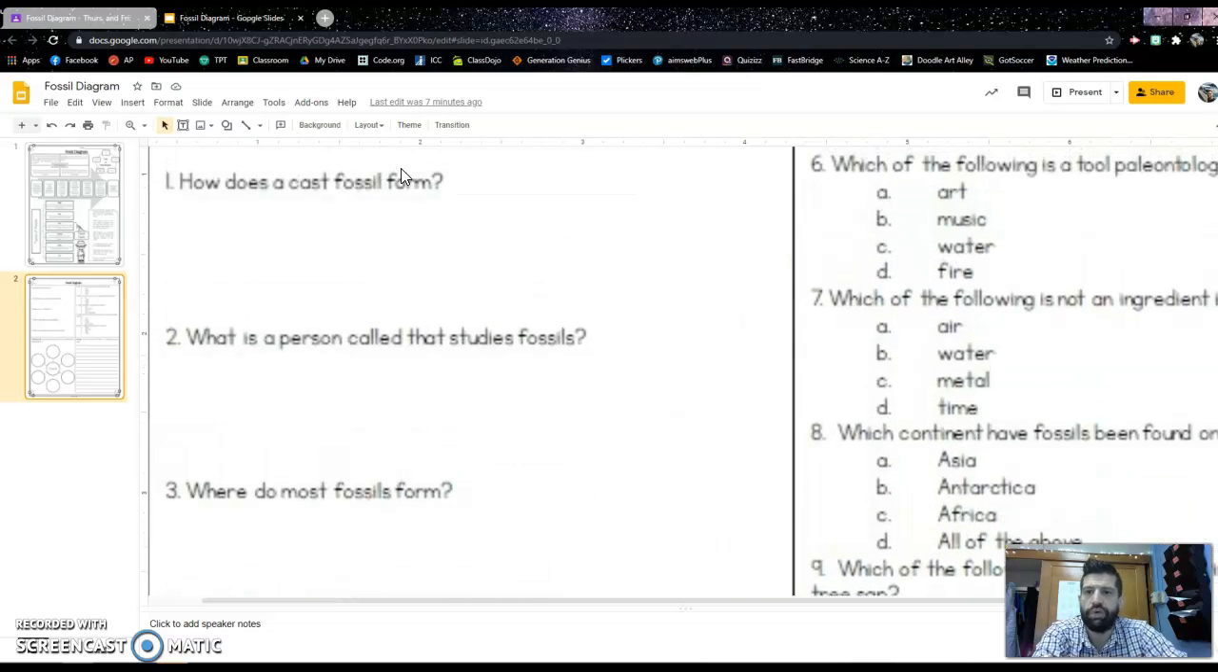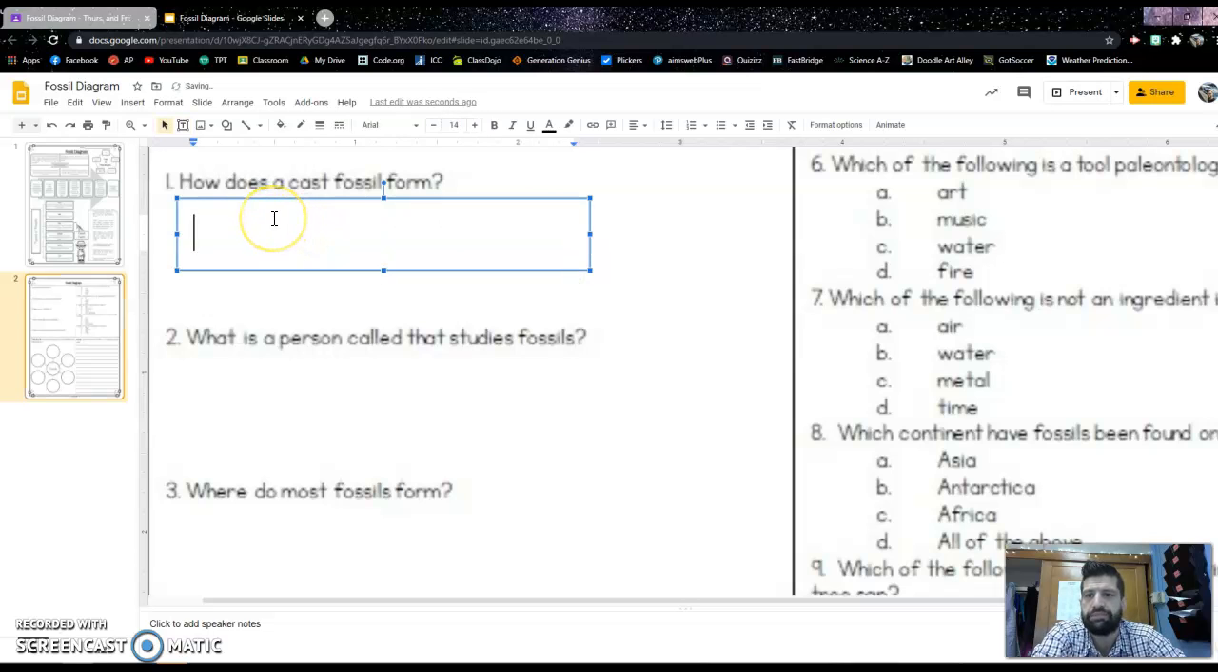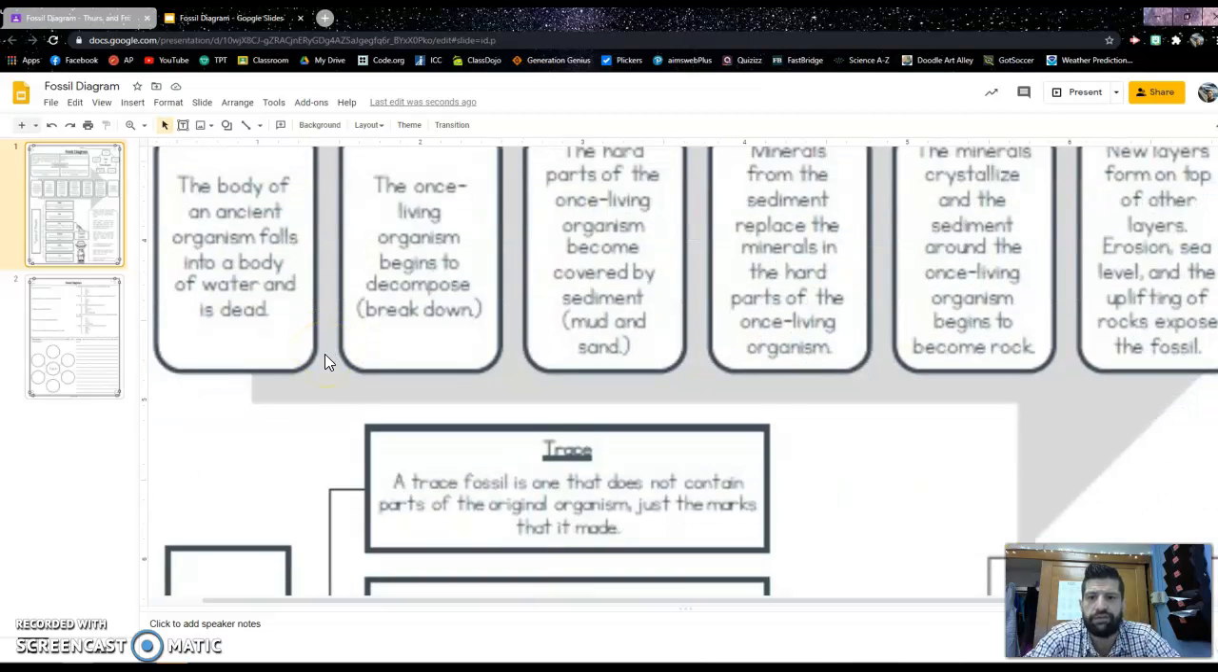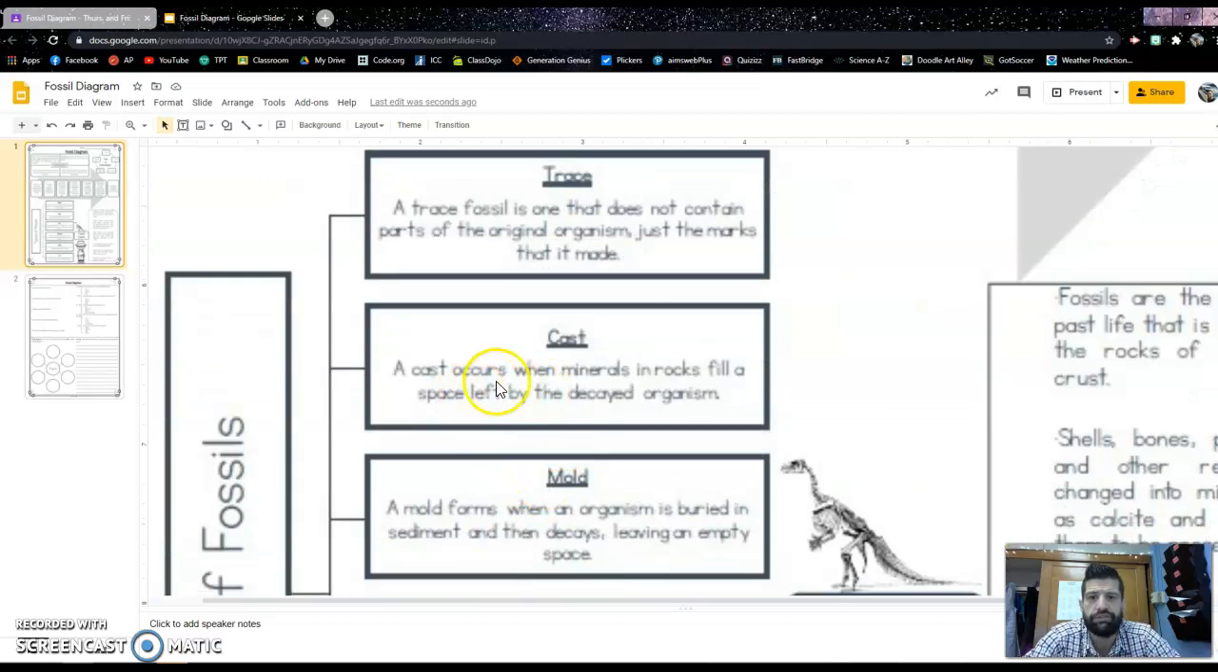So looking at here, oh, now I'm too far away. Okay. So on here, as you fill out answers, we're going to insert some text box. I'm just going to click on that little T text box and insert one here. How does a cast fossil form? Think about that. I might go back here and look up cast fossil. A cast occurs when minerals and rocks fill a space left by a decayed organism.